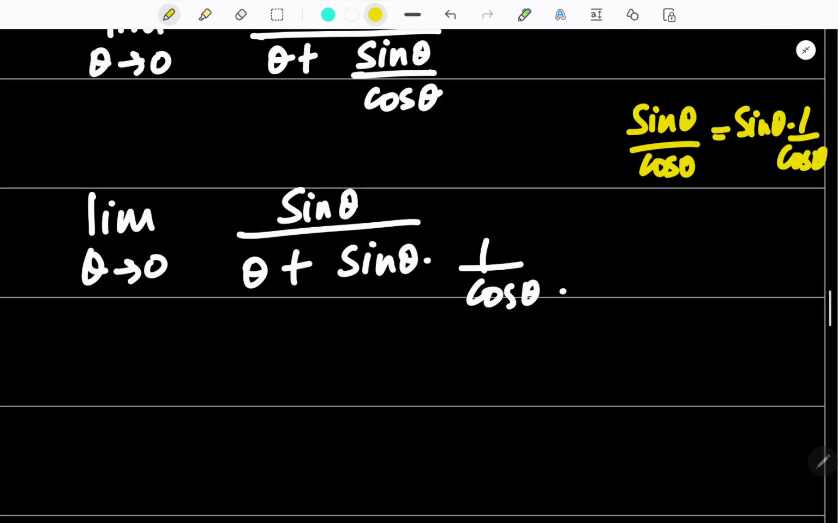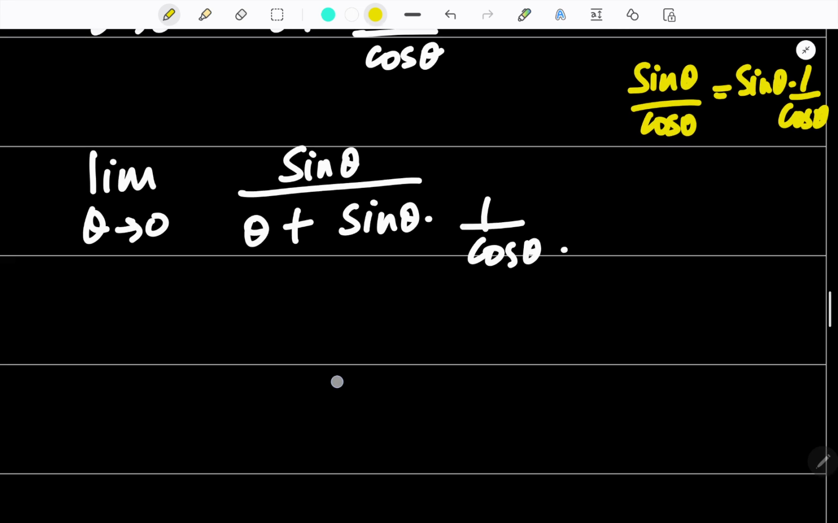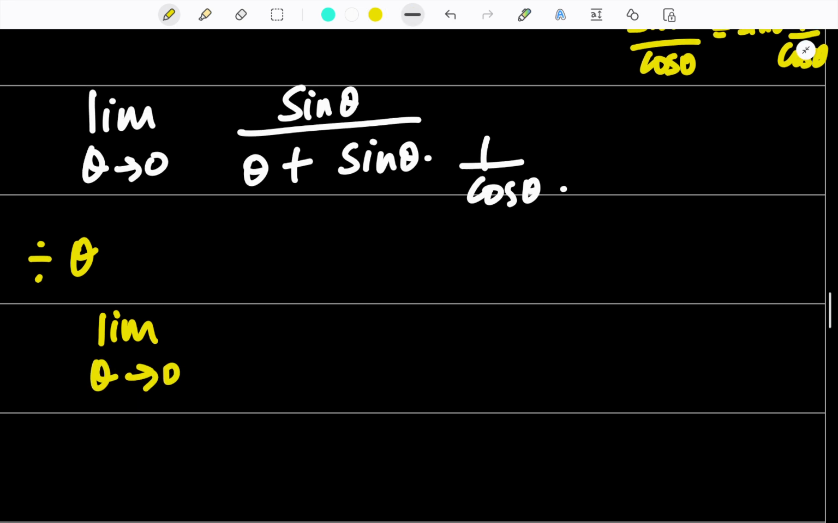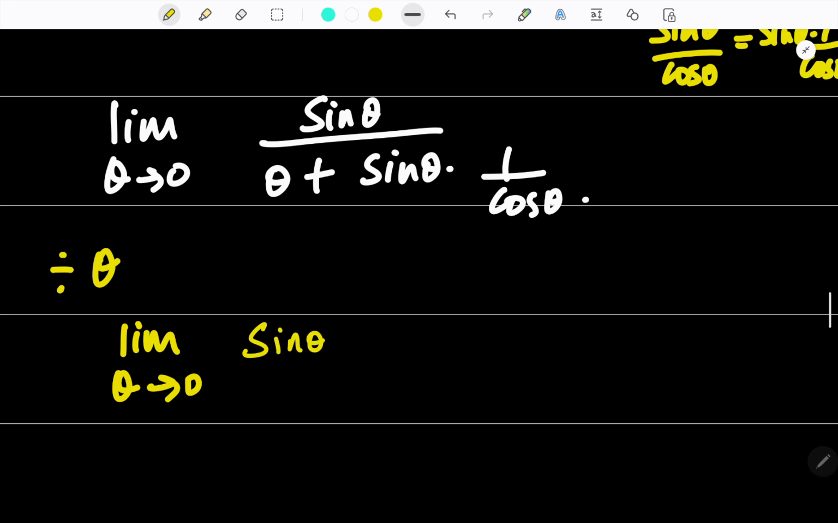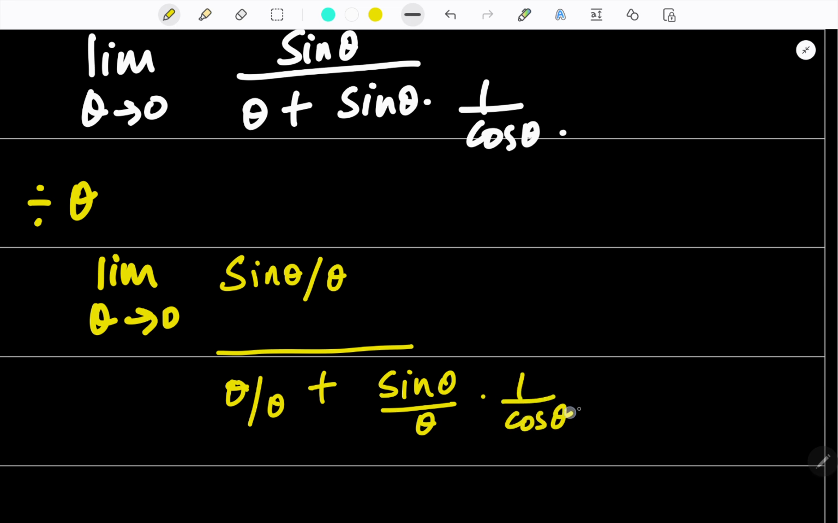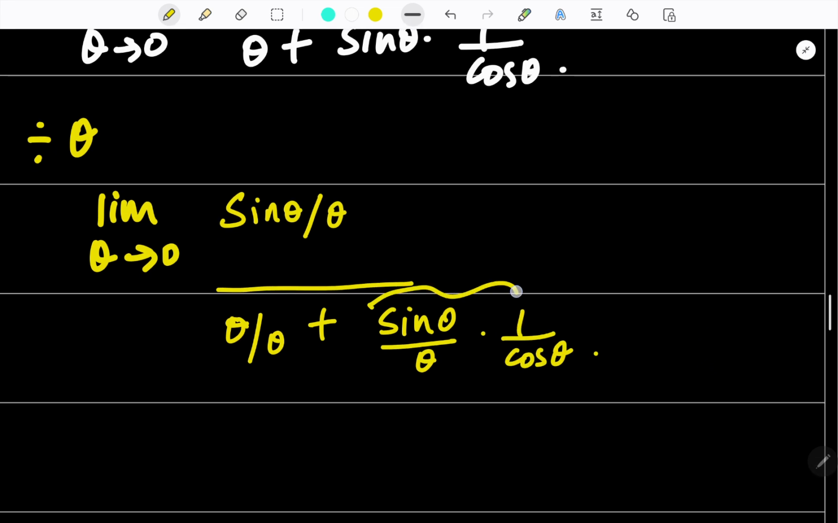Right. So now what I'm going to do, I'm going to divide each term by theta. Divide each term by theta. So what happens? Limit theta tends to 0, sin theta divided by theta, divided by theta, divided by theta, plus sin theta divided by theta multiplied by 1 by cosine theta. Look here, this is all one term. So I divide by theta.